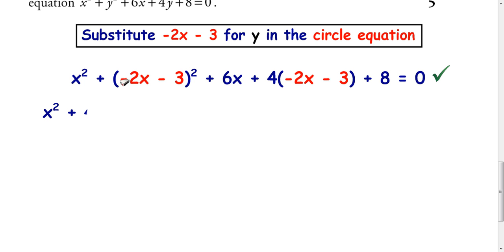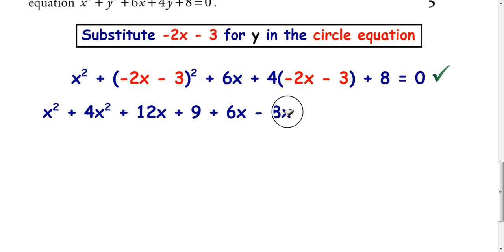I'm just going to do it here without doing that, but if you're in the test situation or the NAB situation, then do that. But -2x squared is going to give you 4x squared, and then you're going to have -2x times -3, that's going to give you a plus 6, and then you're going to do that again, another plus 6, which is going to give you plus 12, and -3 times -3 is plus 9. Multiplying that bracket out. You've then got a plus 6x, then we'll get 4 times -2x, which is -8, and then 4 times -3, which is -12, and then a plus 8.